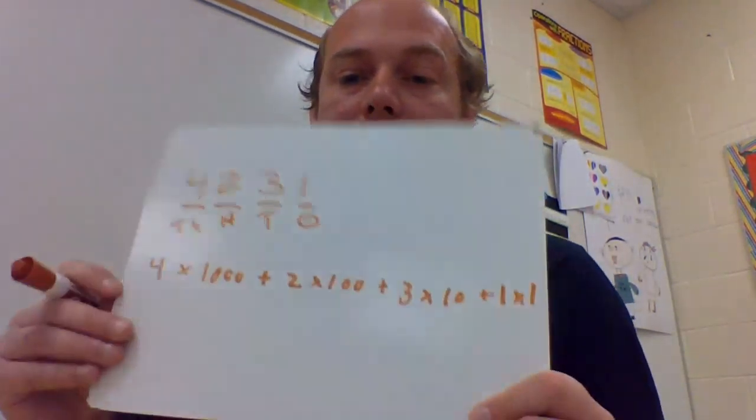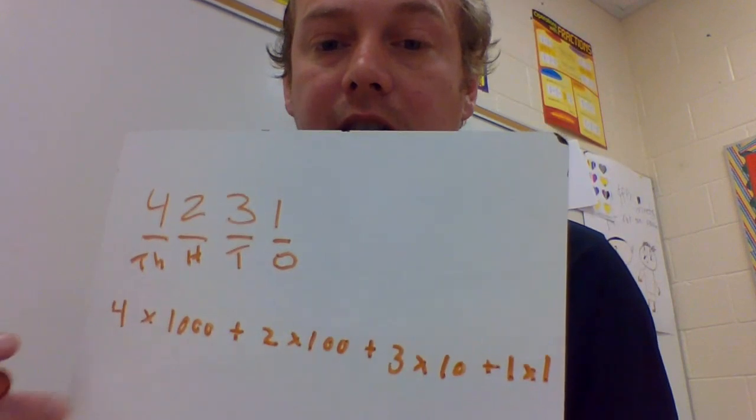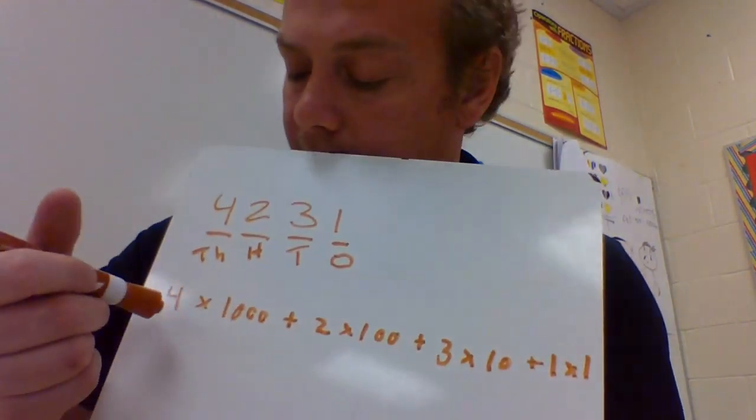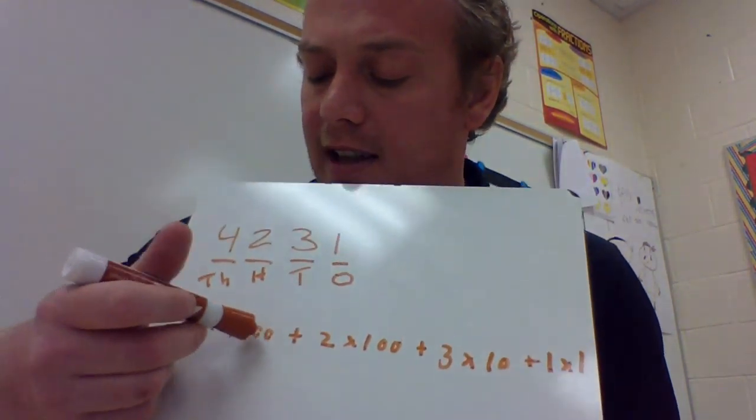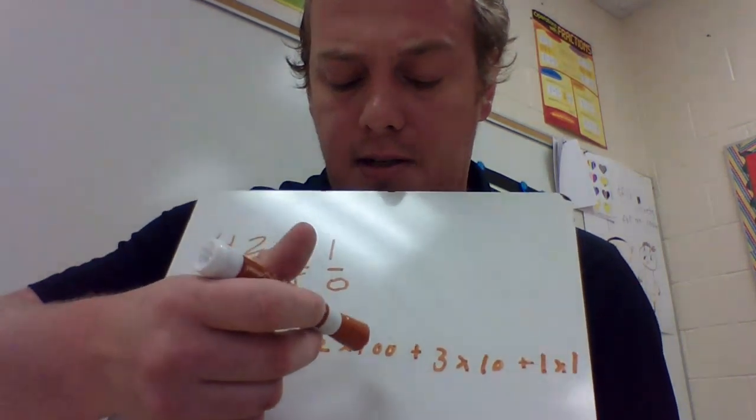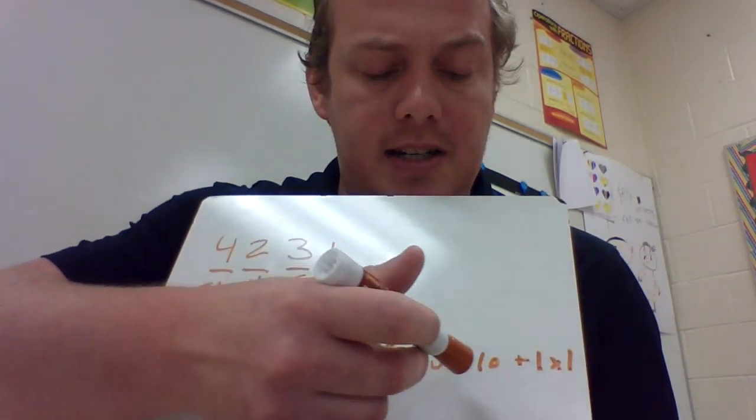And I know that might be a little bit redundant, but it's really necessary because if you don't put anything, that would mean there's a 0 in the ones place, and that's not true. So here's what our expanded notation is going to look like. 4 is in the thousands place, 2 is in the hundreds place, 3 is in the tens place, and 1 is in the ones place.